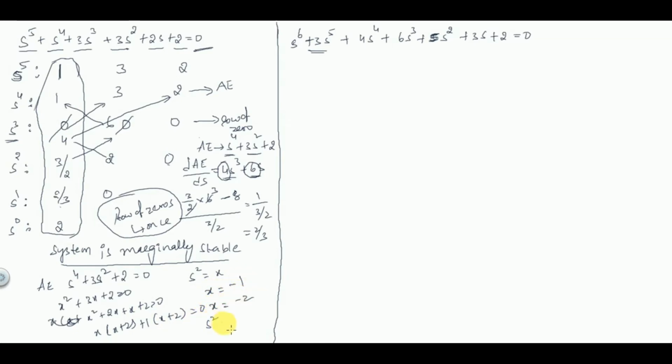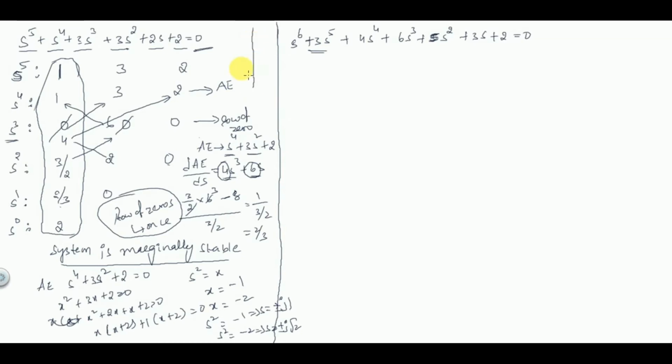So s square is equal to minus 1, s square is equal to minus 2. So s is equal to plus or minus j1, and s is equal to plus or minus j root 2. Okay, so s is equal to plus or minus j1 and s is equal to plus or minus j root 2, right? So how will the pole locations be now?